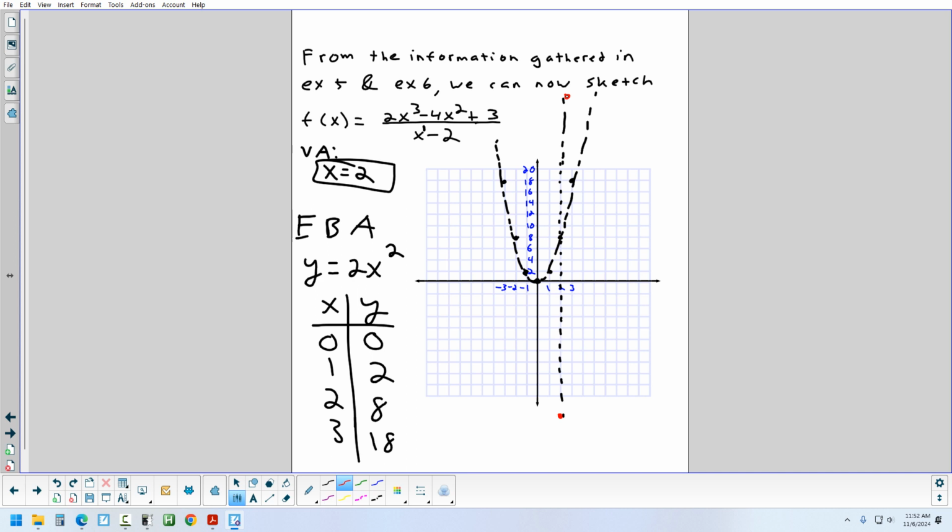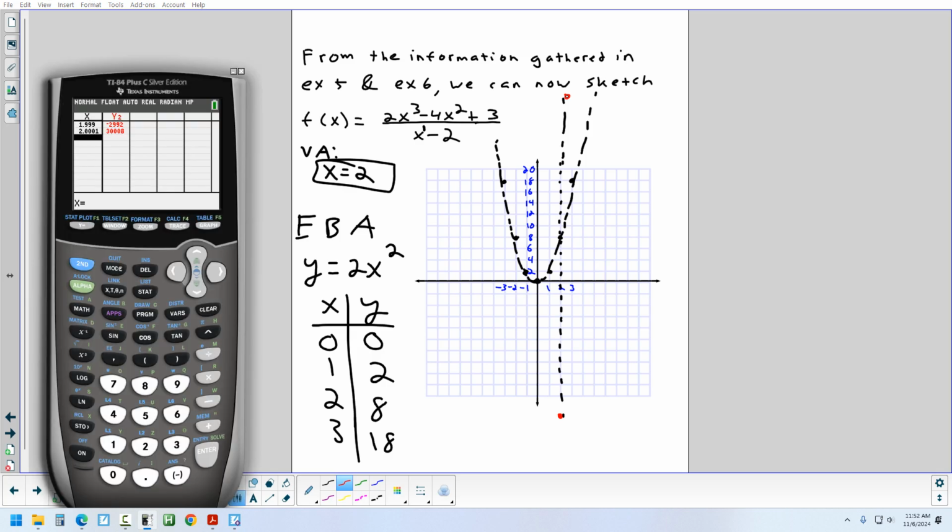Now, you generally do not cross EBAs, and you don't cross vertical asymptotes. So those dotted lines are going to be kind of boundaries that we're trapped in, and we can't get out of. So let's check another point to the left of our vertical. Let's check 1, and let's also check 0.